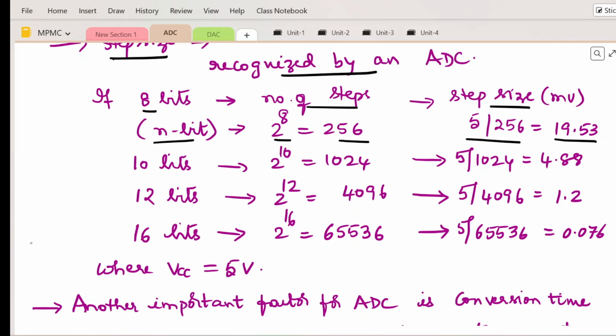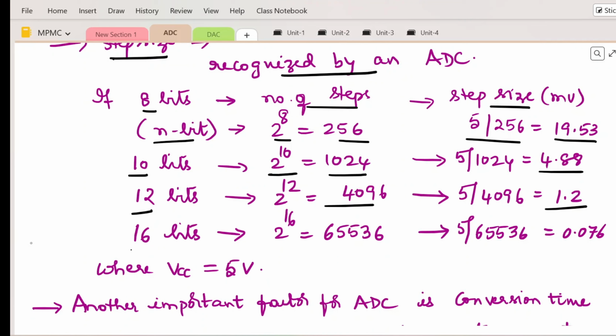If n is 10 bits, then the number of steps is 2 power 10, that is 1024. Then the step size is 5 by 1024, which is nothing but 4.88 millivolts. If n is 12, then the number of steps is 2 power 12, which is 4096. Then the step size is 5 by 4096, that is 1.2 millivolts.